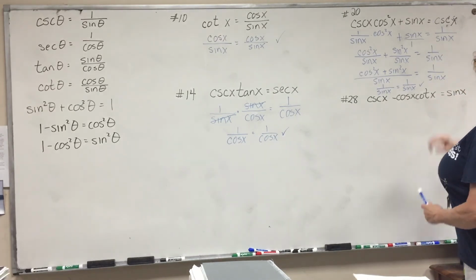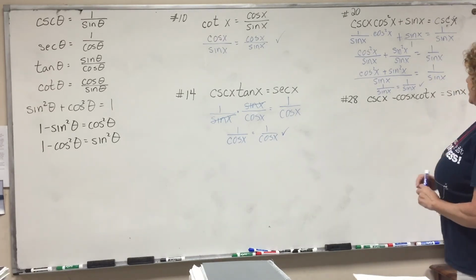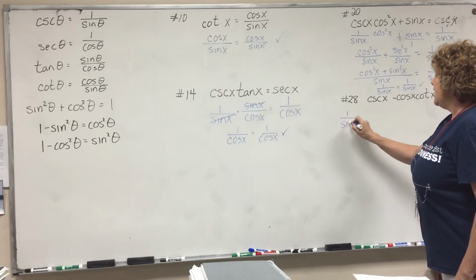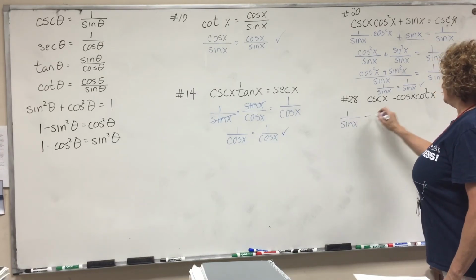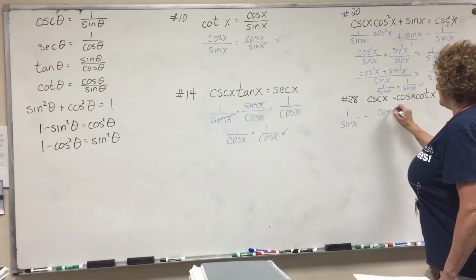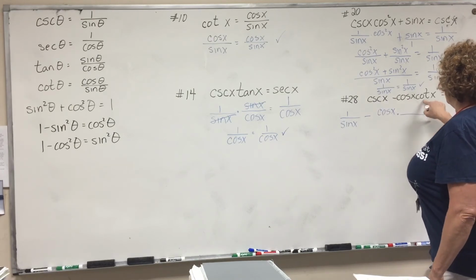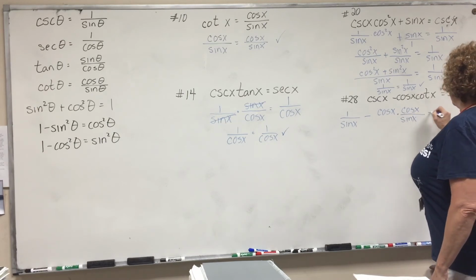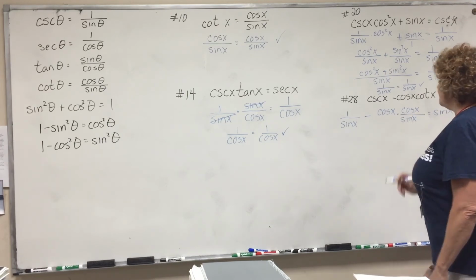All right, let's look at 28. This looks a little more complicated, but let's do the same thing. 1 over the sine of x minus cosine of x times, well, don't forget cotangent is cosine x over sine of x, equals the sine of x.